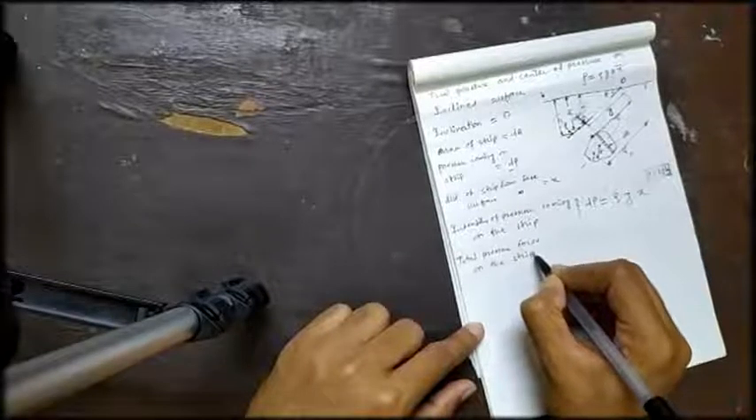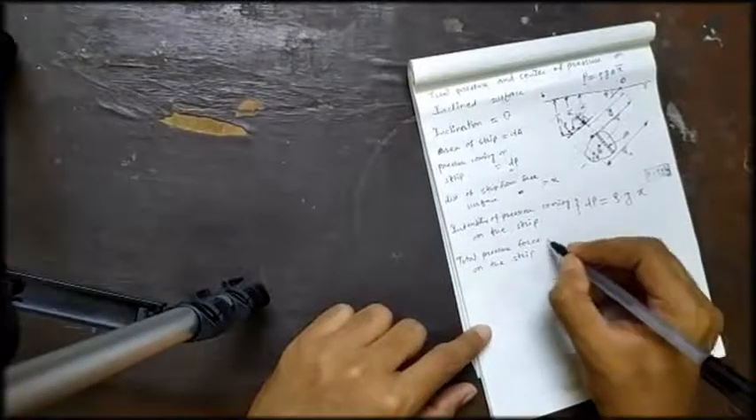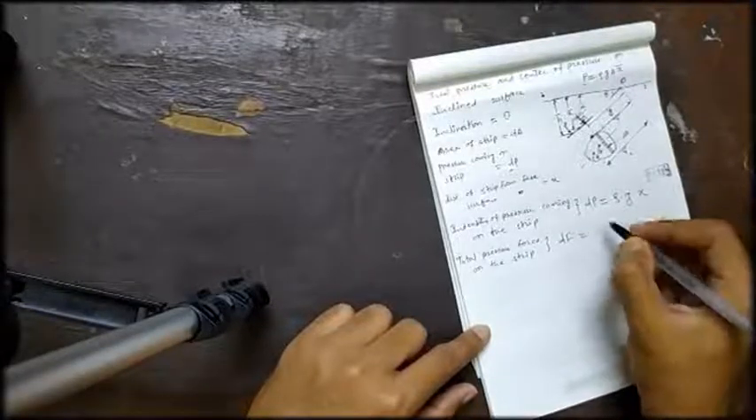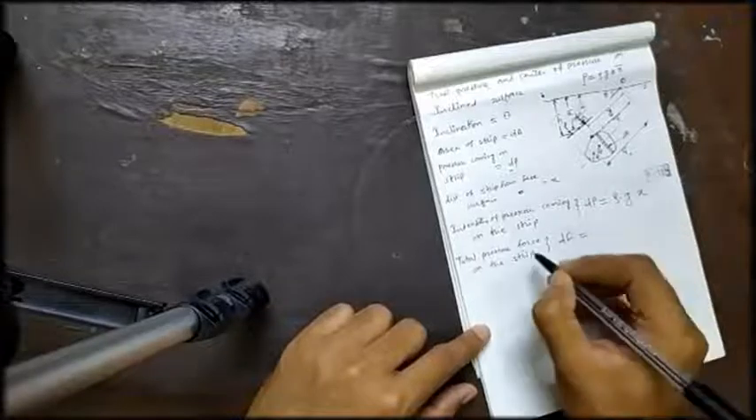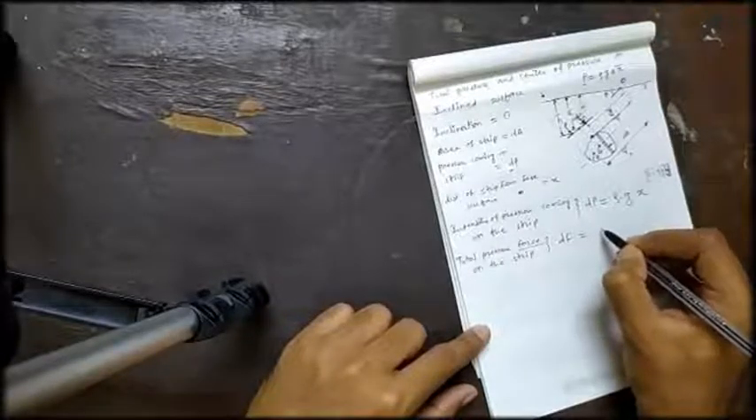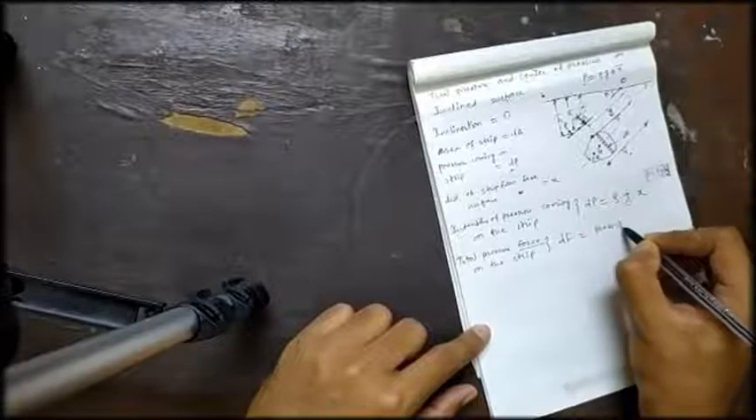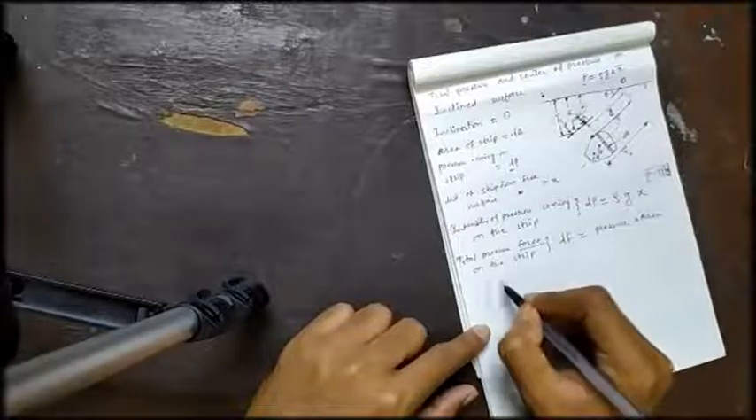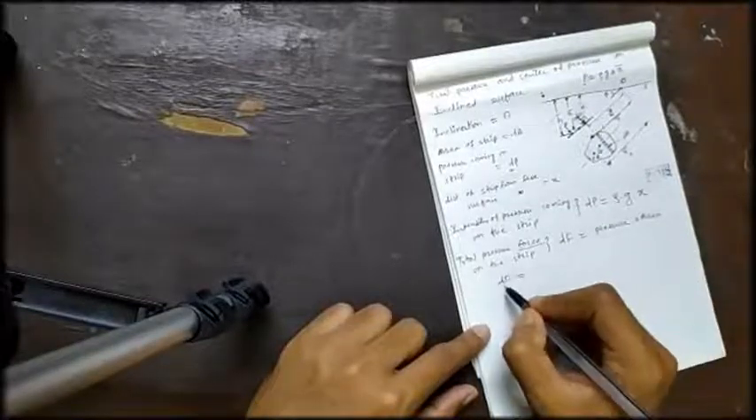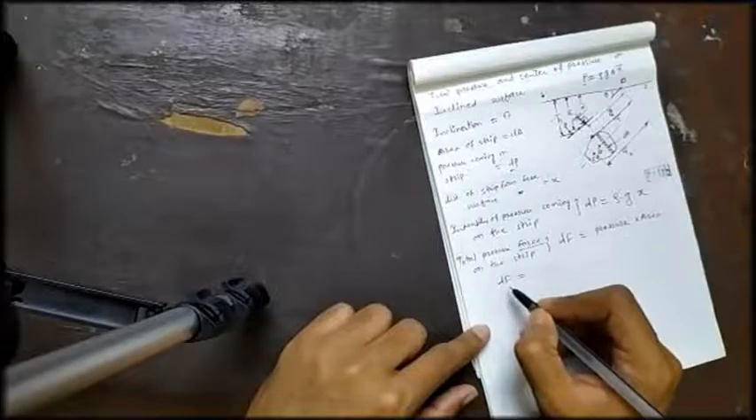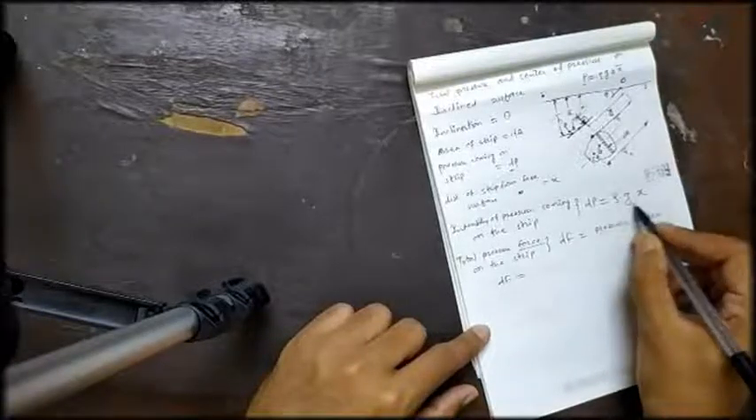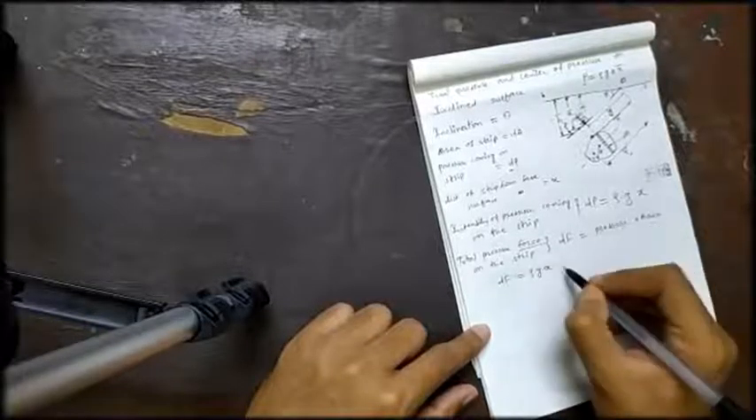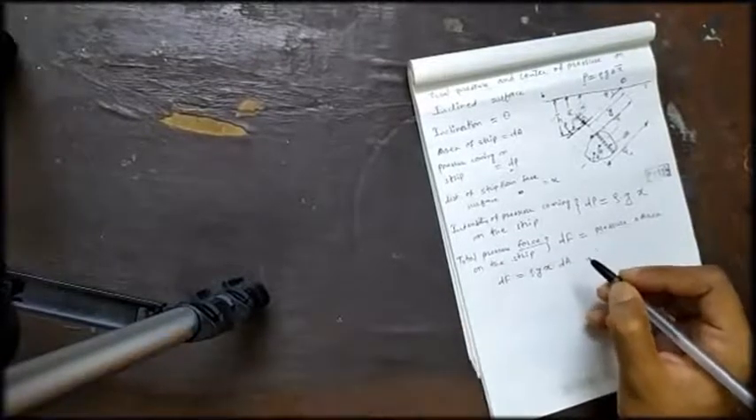Okay, so that total pressure force we take as dF. This dF is a kind of force, so force is equal to pressure into area. Now instead of this pressure we will put this value, that is rho into g into x into the area of the strip. How much is the area of the strip? That area is dA.